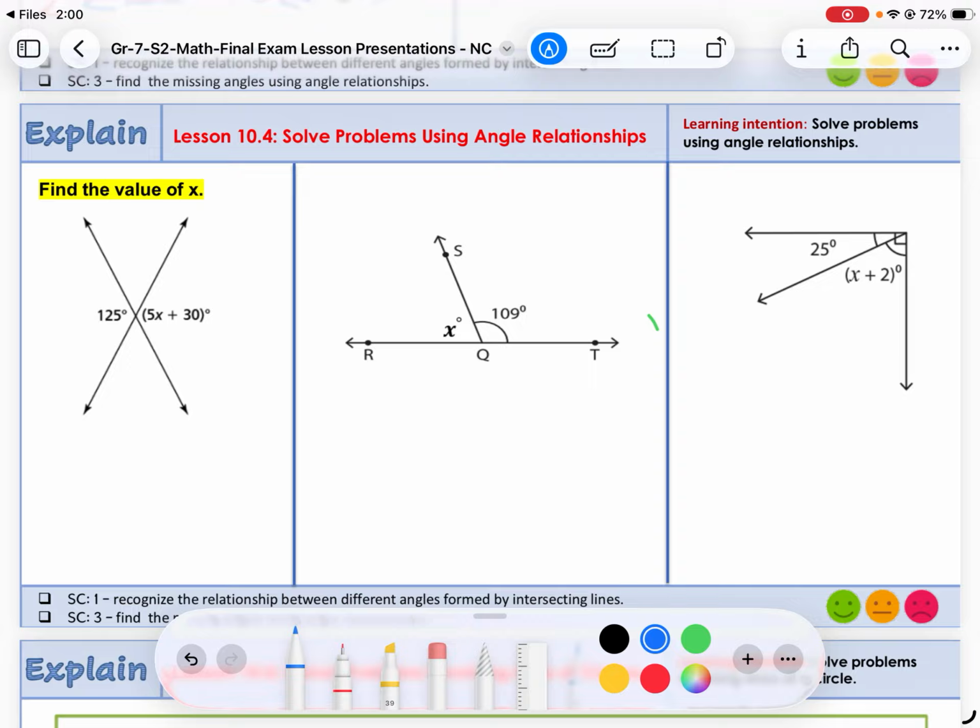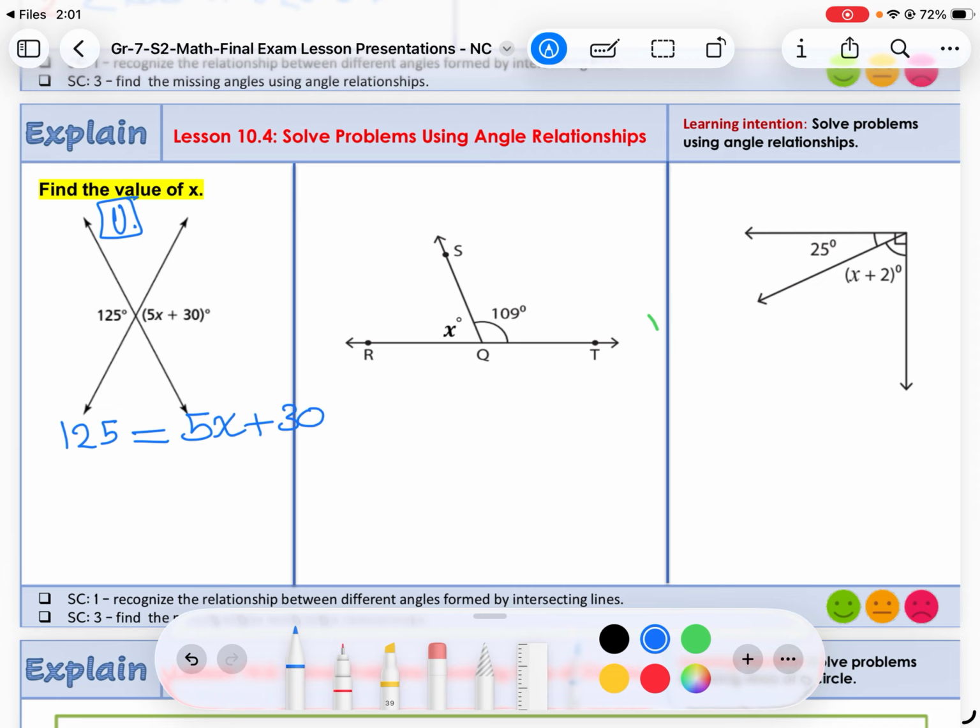They are making here an X sign. So that means these angles are vertical angles. So what do you know about vertical angles? Remember what you studied? Vertical angles, we know that they are what? Equal. So all I have to do, take the first angle, 125, equal it with 5x plus 30.